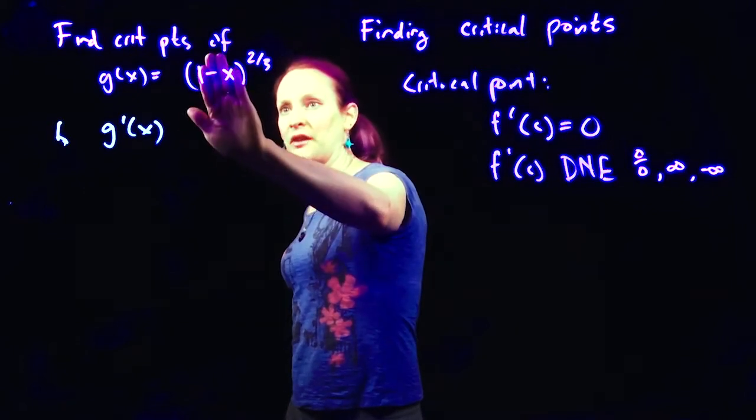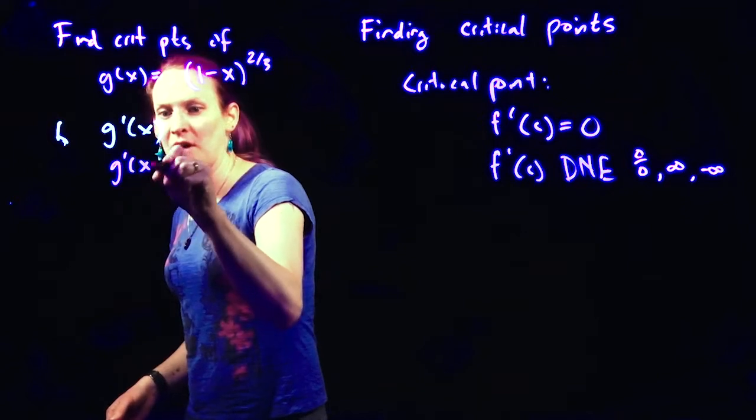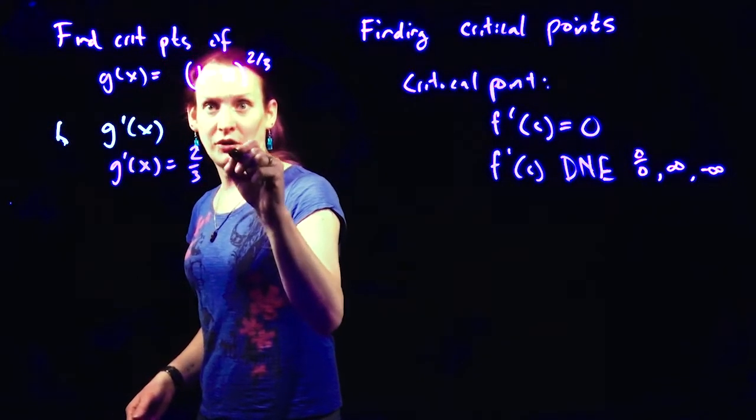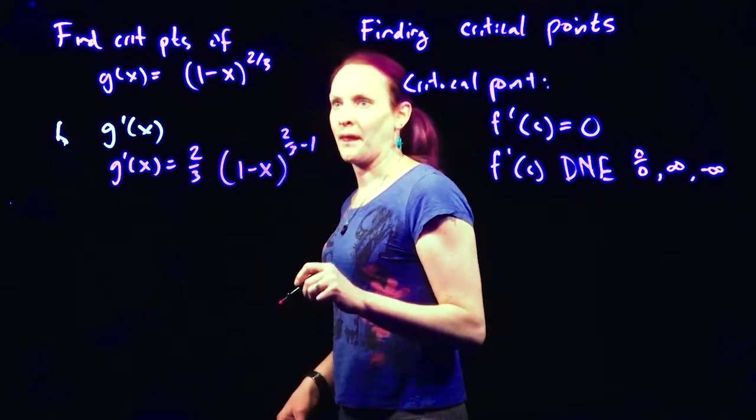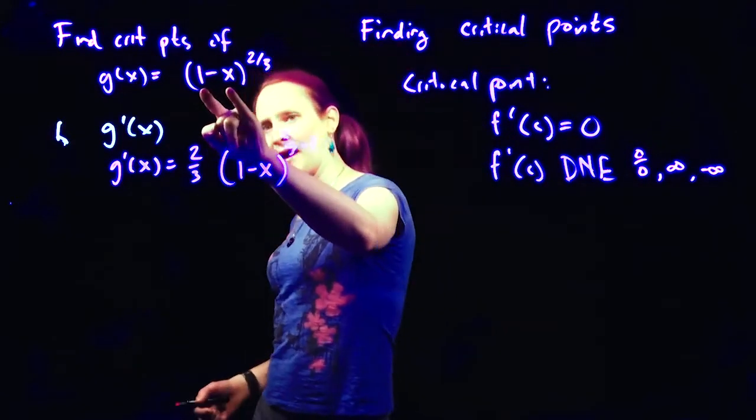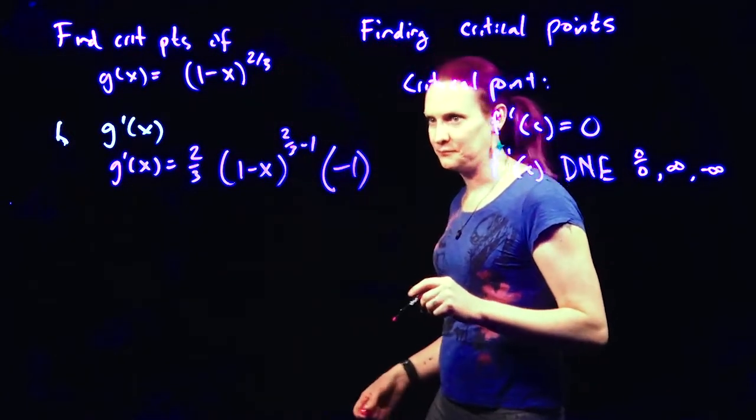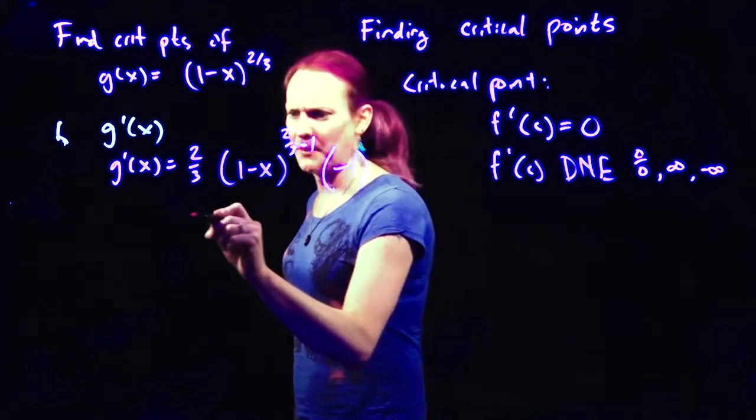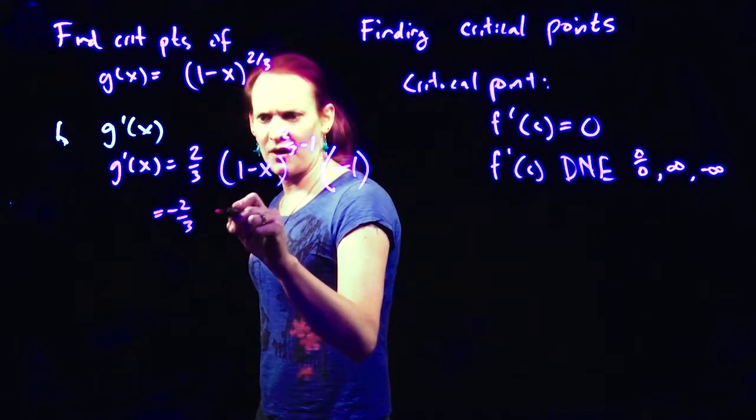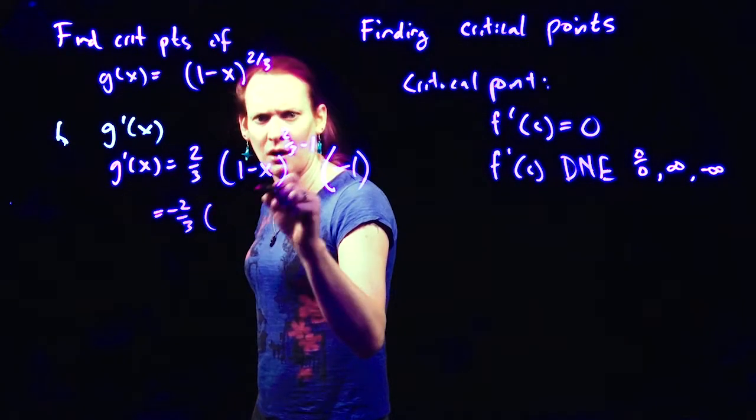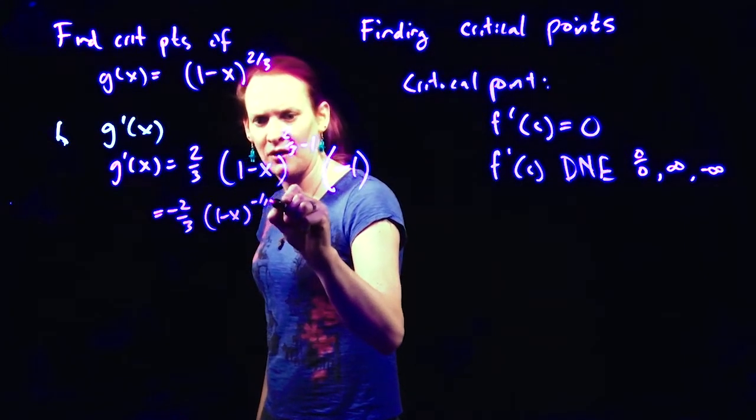So I've got this function that's a composition. At the outside, it's something to the 2/3. So g prime of x is 2/3, 1 minus x to the 2/3 minus 1. And now I need to chain out the derivative of the inside, and the derivative of the inside is -1. Let's simplify a bit and write that this is minus 2/3 times, let's see here, so this is minus 1/3, 1 minus x to the minus 1/3.